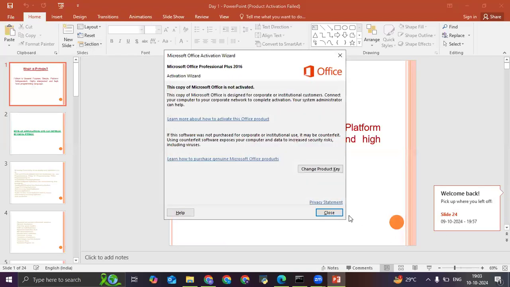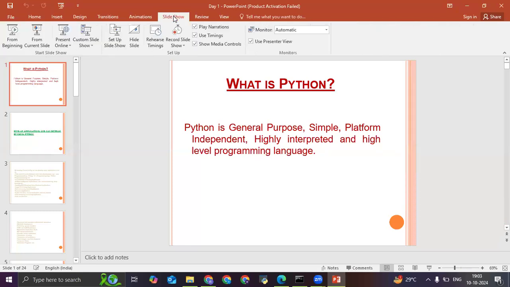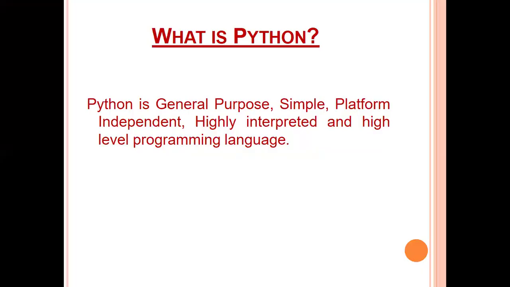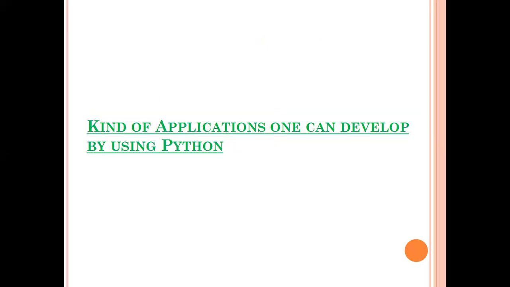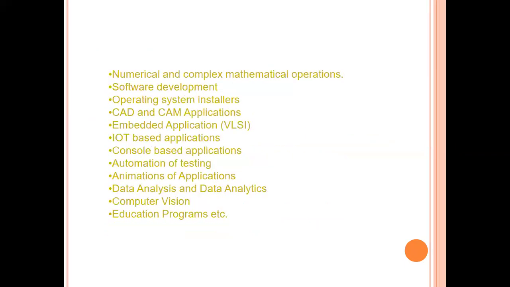While proceeding, we discussed that we can go ahead with website development, gaming applications development, AI applications, desktop GUI, and image processing applications. If you want to go ahead with YouTube, audio and video based applications, you need to have knowledge of Python software. Then we can solve numerical and complex mathematical operations with the help of Python. In the case of software development, CAD and CAM based applications, the automation industry is also using this. If you want to build your career in data analysis and data analytics, you need to have the knowledge of Python. So let's start with Python.